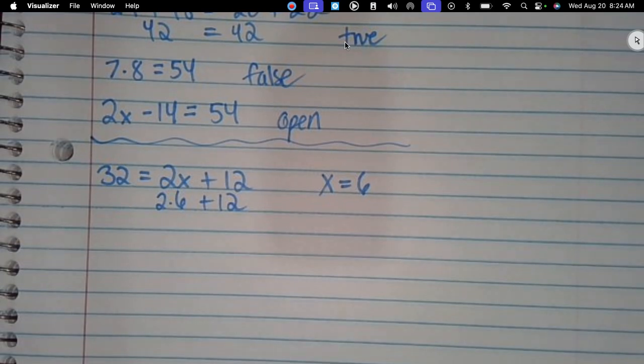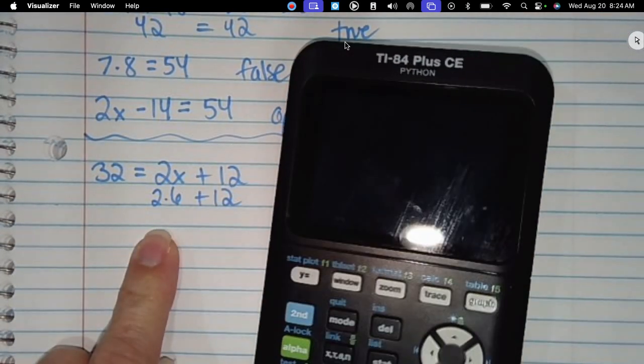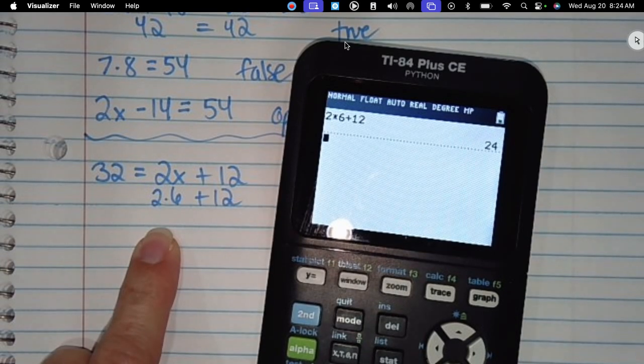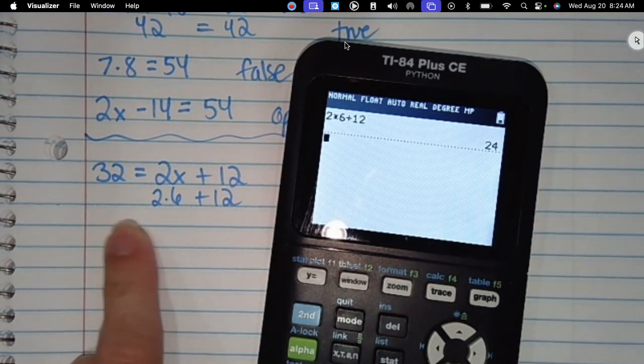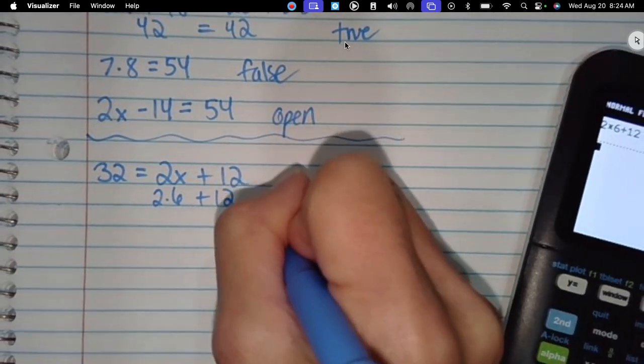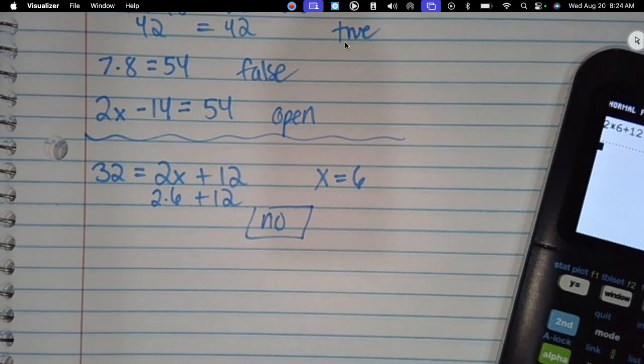What is 2 times 6? And I would just put that in my calculator at this point. I'm just going to see. 2 times 6 plus 12. It is 24. Does it equal? No. So is it a solution? No. It would need to be 10, I think. Okay, so let's see. Yeah, you're right on that.